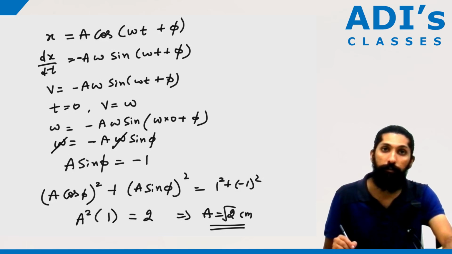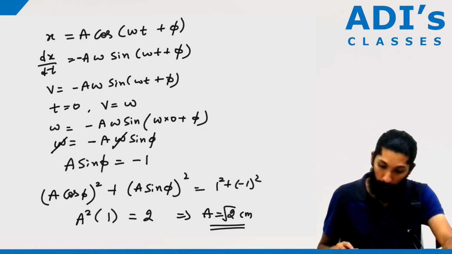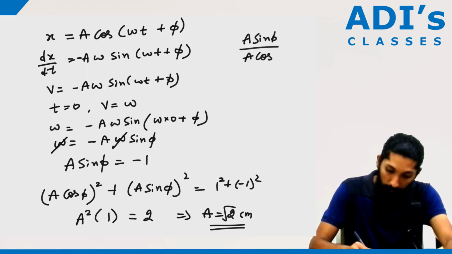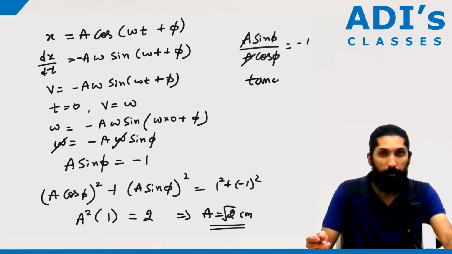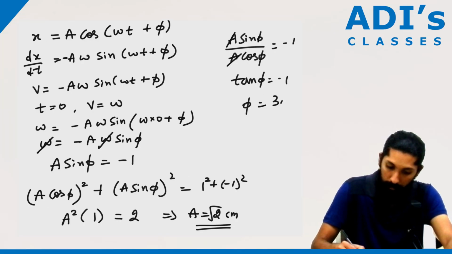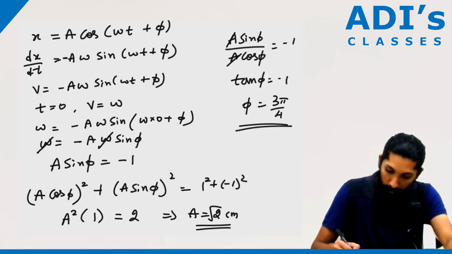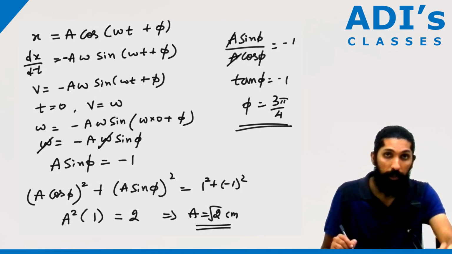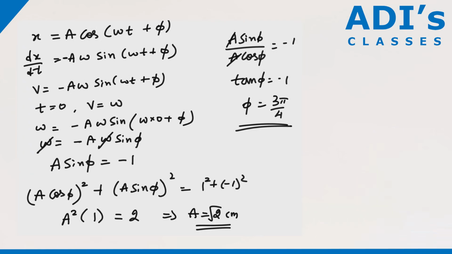Now you need to calculate phi, the phase angle. For that, divide one by the other: a sin phi divided by a cos phi is minus 1 by 1, which is minus 1. A cancels. Tan phi is equal to minus 1. So phi is equal to 3 pi by 4. This is the initial amplitude and initial phase angle. The next part of the question we'll solve now.